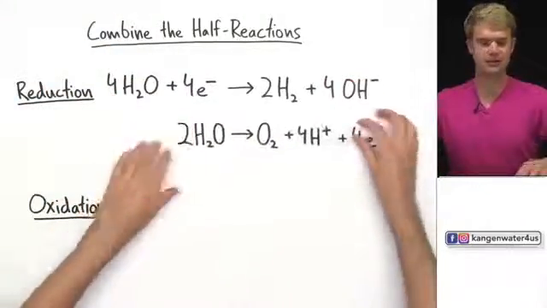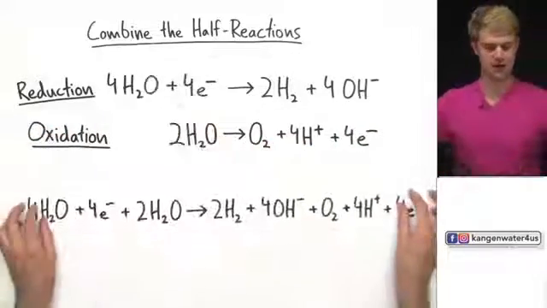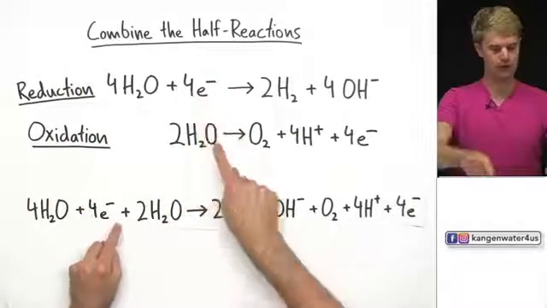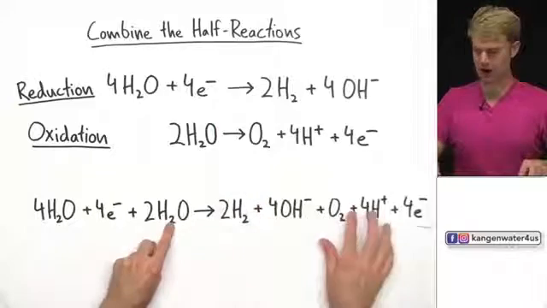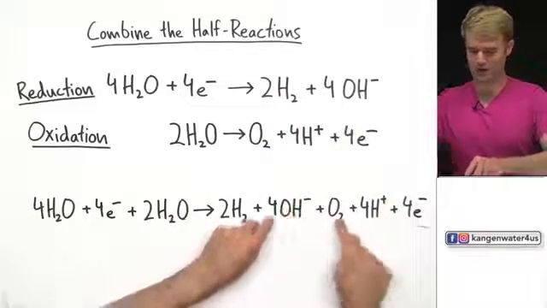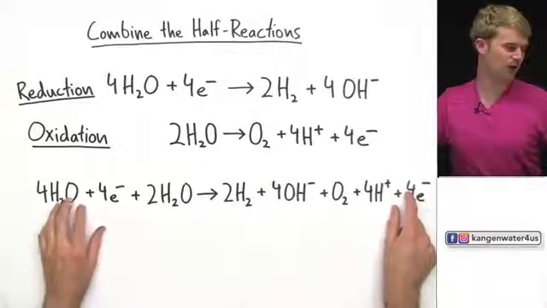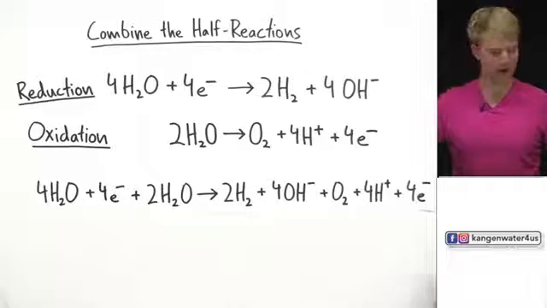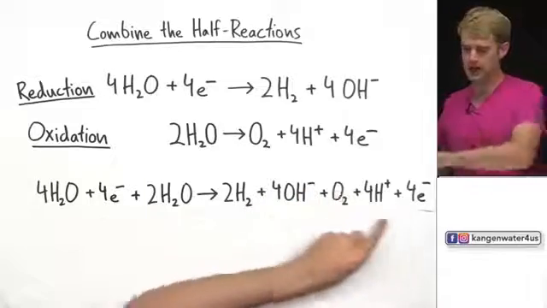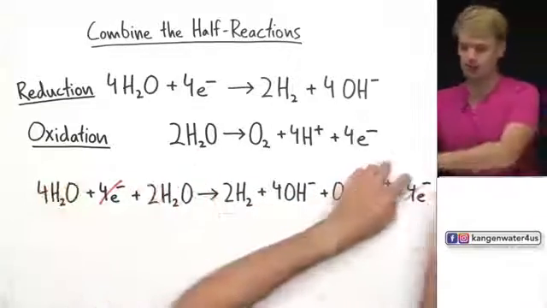Now we can take these 2 half reactions and add them together. We're going to get this. We take everything from this side of the equation and put it here: 4H2O, 4e-, 2H2O. Then we have our arrow, and then we have 2H2, 4OH-, O2 plus 4H+, 4e-. All right, now there are a few things that we can do here. If something appears on both sides of the arrow, we can cancel it out. Okay, so we'll get rid of this one and we'll get rid of this one.